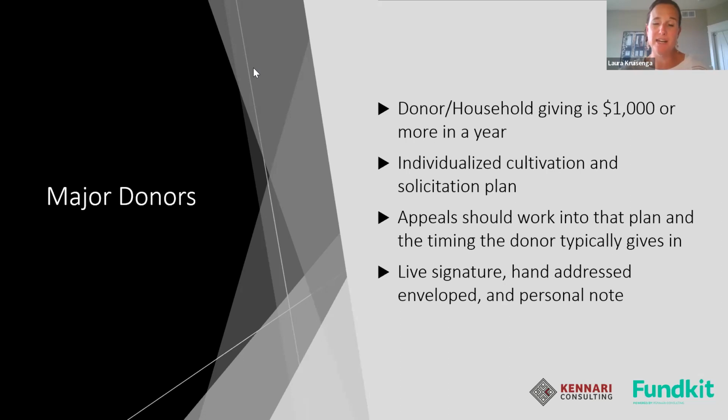And then we always really advocate pretty firmly that whenever possible, any of your major donors should get a live signature. So anytime you mail something to them, it should have a live signature, a hand-addressed envelope, and a personal note. And I know that is a heavy lift for some of you. So for some of you, you maybe can't start it at $1,000 or more. You might have to go a little higher to do that.